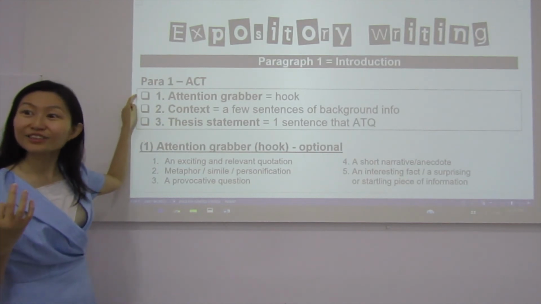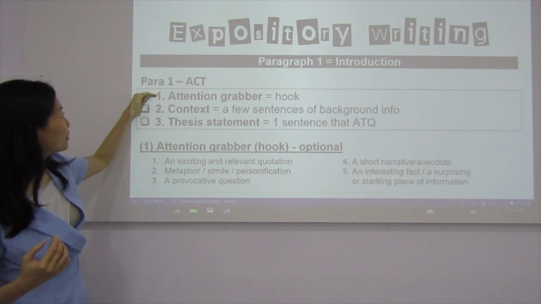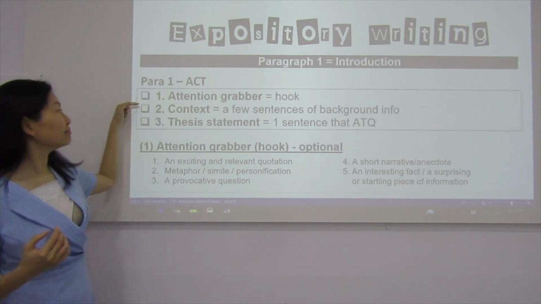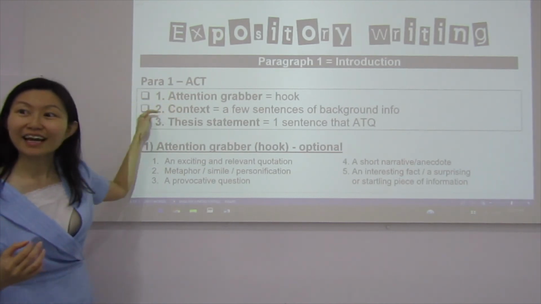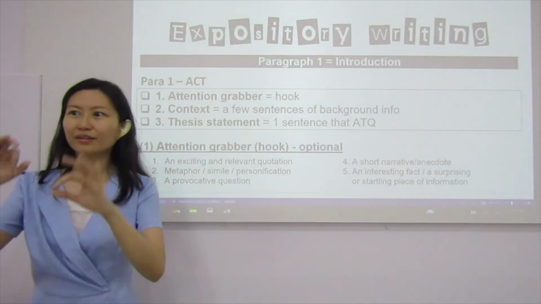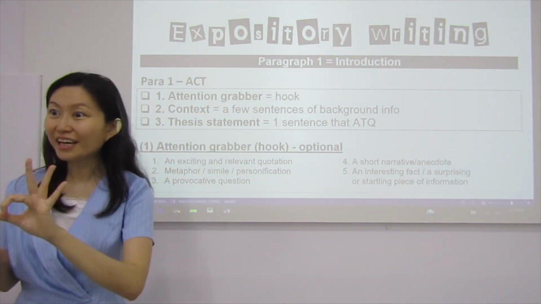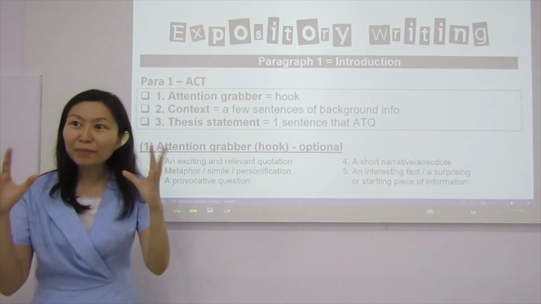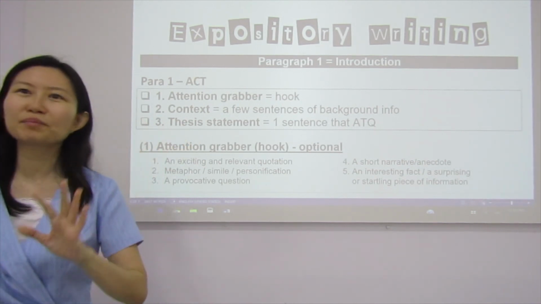Yeah, 3. So it's made up of number 1, attention grabber, number 2, context, and number 3, thesis statement. So all you need in paragraph 1 will be these 3 things. You see? Only these 3 things. And you will come up with a very nice paragraph 1.